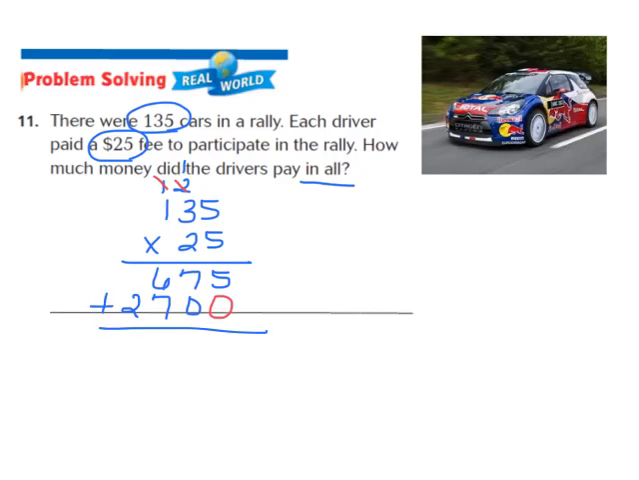Now remember, when I look at the first partial product, which is 675, that represents 135 being multiplied by 5. And when I look at my second partial product, which is 2,700, that represents my 135 being multiplied by 20 because my 2 is in the tens place. Now, let's add those partial products. I know that 5 plus 0 is going to give me 5, 7 plus 0 is going to give me 7, 6 plus 7 is going to give me 13, and then 1 plus 2 is going to give me 3. So my answer turns out to be $3,375.